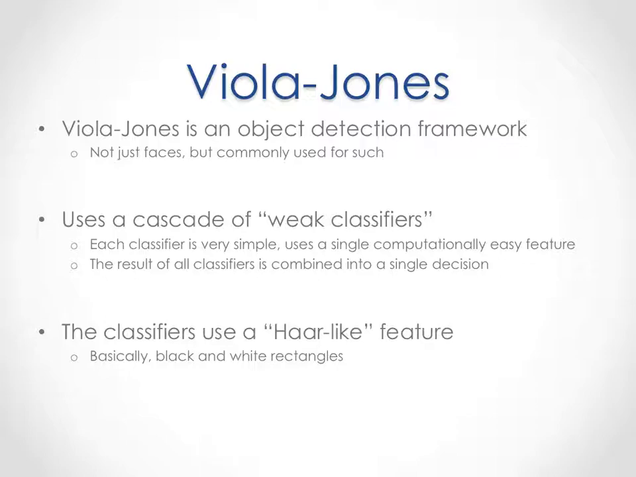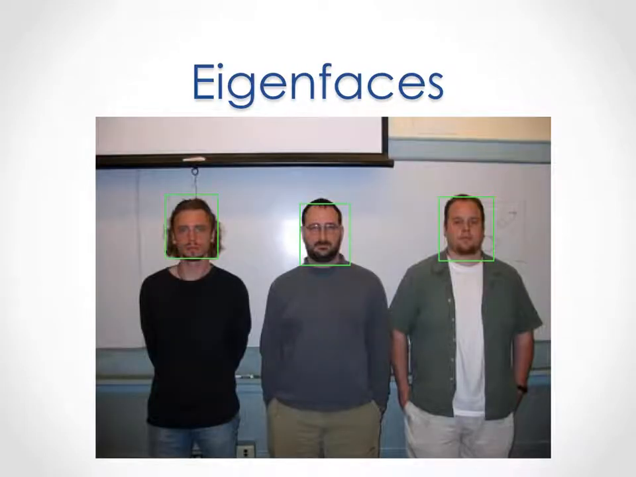Let's go ahead and talk about Viola-Jones. Viola-Jones is an object detection framework. It's not just used for faces, but it's commonly used for them. Oh, there's one other thing that I want to talk about with eigenfaces first.